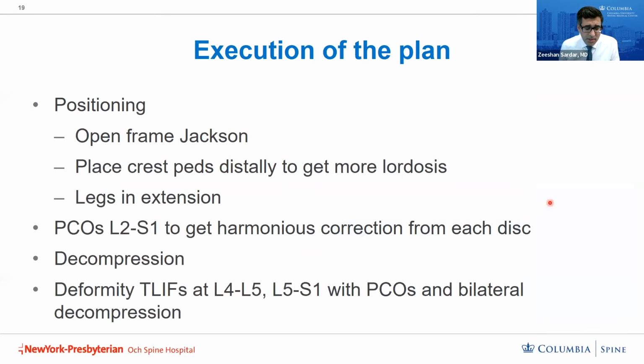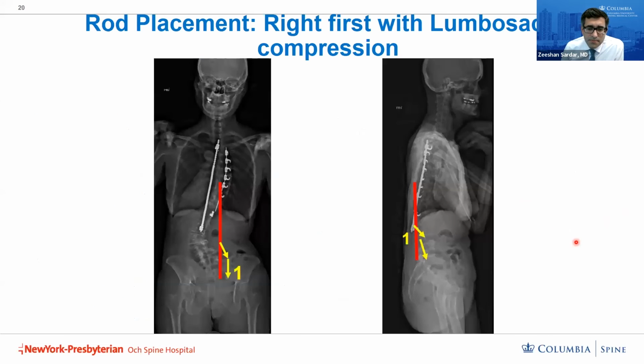When it comes to execution, we already planned out the screws and rods and how much correction we need. Now, in terms of execution, to get the most we can, positioning is extremely important. So I put these patients in an open frame Jackson. I put the pads a bit more distally to get more lordosis just from positioning. We had already planned PCOs, or posterior column osteotomies, from L2 to S1, as opposed to a bigger osteotomy, just to get a bit of a harmonious correction. And then decompressions as we planned, and TLIFs at the bottom, just because there's more stress at the base. Typically in these deformity cases I will do at least L4-5 and L5-S1 interbodies for the fusion.